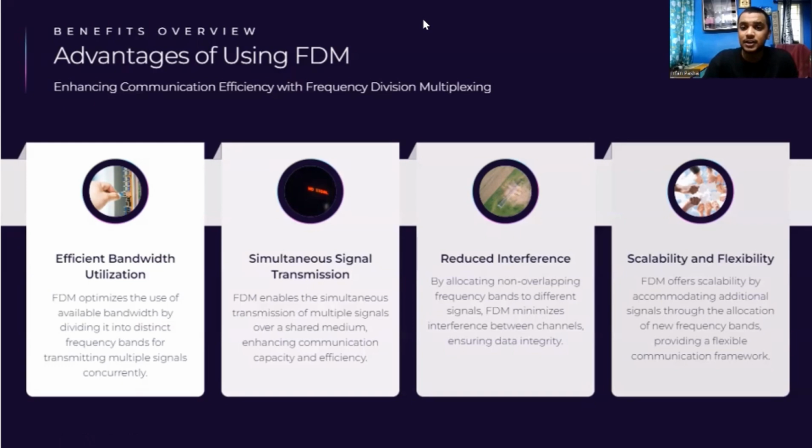Okay, and this is why we have to keep doing this. What it does is, by allocating non-overlapping frequency bands to different signals, FDM minimizes interference between channels, ensuring data integrity.